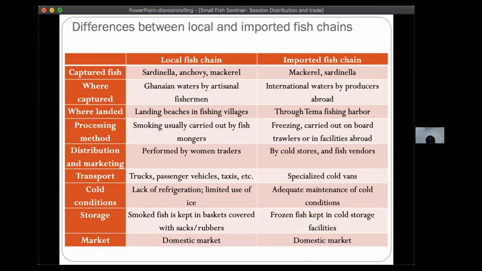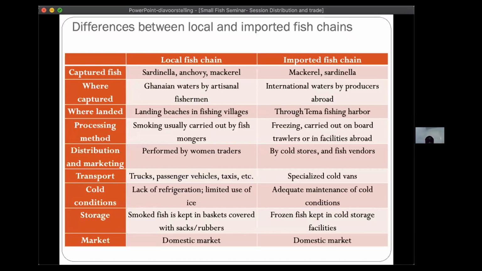So it is obvious that in the local fish chain, there is a lack of refrigeration, and so they transport the fish without any cold conditions. But in the imported fish chain, they have to maintain adequate conditions so that the fish will not spoil. So they transport them using the cold vans that I mentioned. And also in the imported fish chain, they keep the fish in cold storage facilities to prevent spoilage, whilst in the local fish chain, they keep the fish in baskets covered with sacks and rubbers. And yesterday we saw that they add some chemicals to prevent insect attacks and all that.